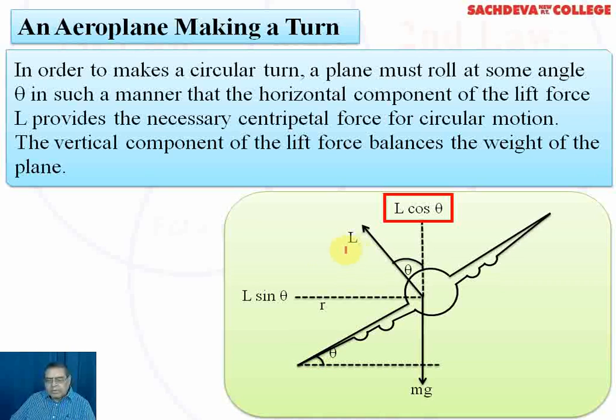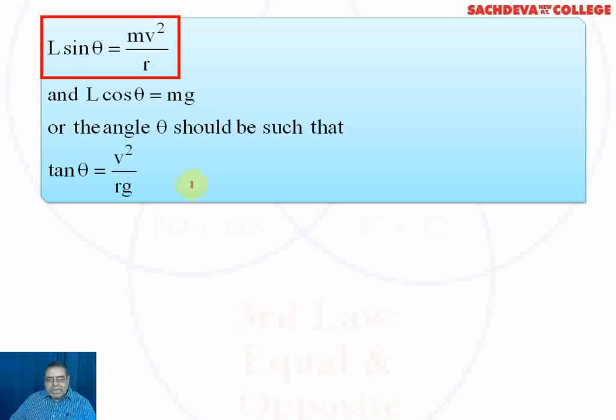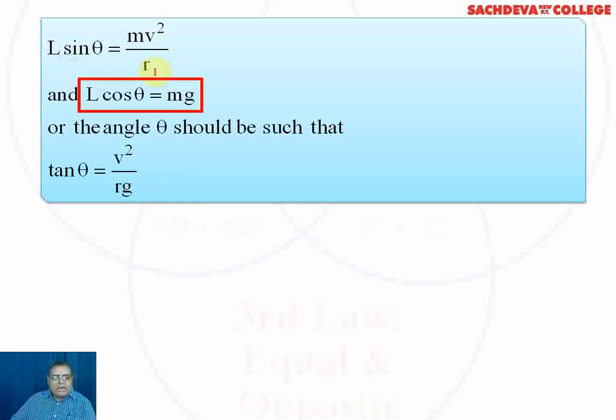So the vertical component is L cos theta. It balances mg, and L sin theta, that will be the horizontal component. L sin theta is balancing mv square over r, that is the centripetal force. And L cos theta is equal to mg. If we divide the two, tan theta will be equal to v square over rg, and from this we can get the value of theta. Or v square is rg multiplied by tan theta.